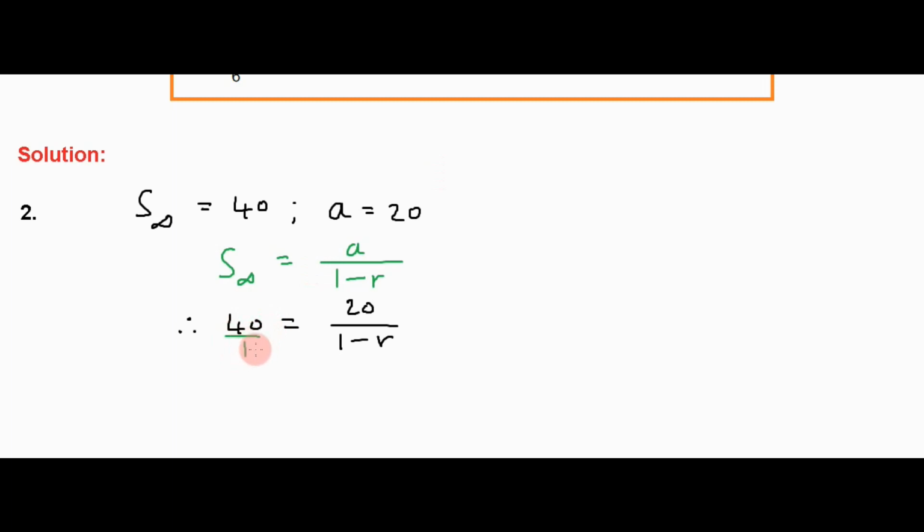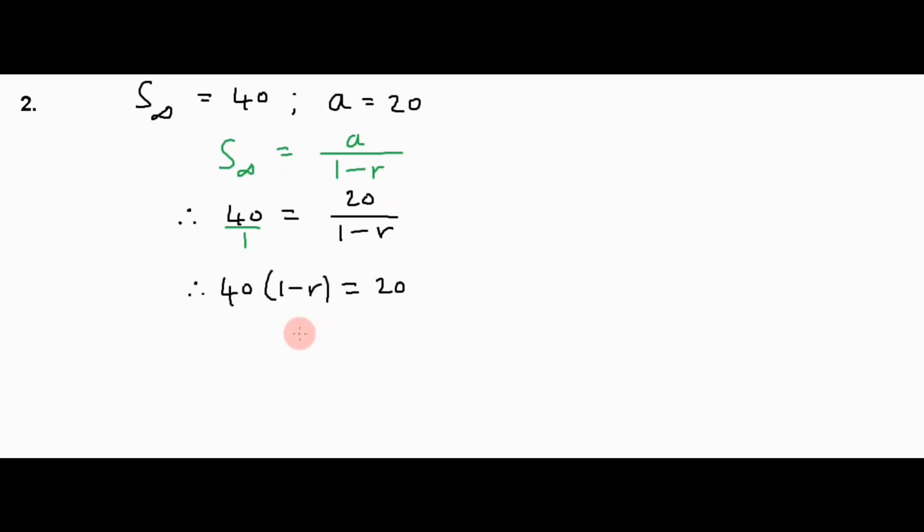40 is 40 over 1, and we can cross multiply. So we have 40 times 1 minus R must equal 20 times 1, so 20. And we can divide the 40 into the right-hand side. So we have 1 minus R is 20 over 40, which is 0.5. And in solving for R, it's going to be 1 minus 0.5, which is 0.5. So the common ratio then for the infinite geometric series will be 0.5.